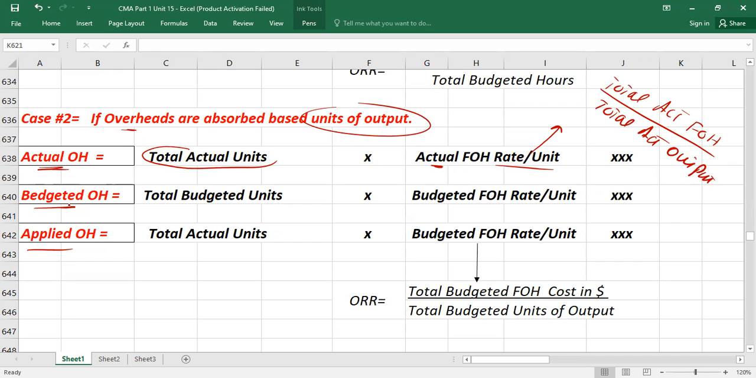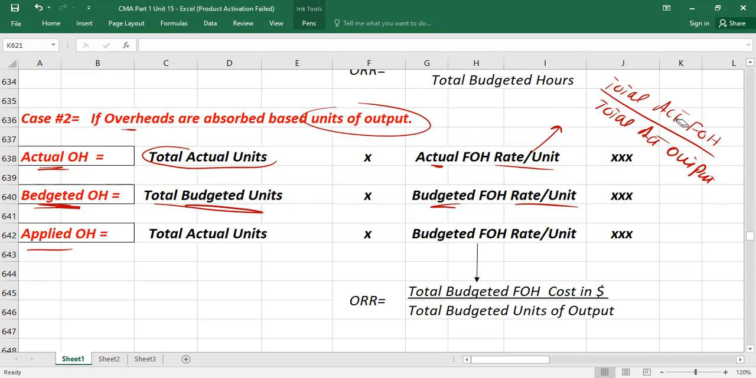Second line is what? Budgeted overheads. How can I find it? I need budgeted units. Budgeted units means budgeted output. Straight away, I just need to look at where the budgeted output is. I'll take that one and multiply it with the budgeted rate per unit. Tell me, how will you calculate the budgeted rate?